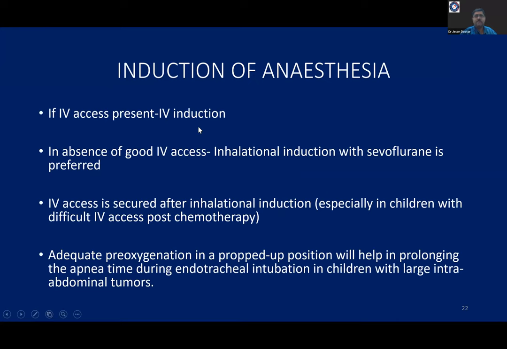And in the absence of a good IV access, we can consider doing an inhalational induction with sevoflurane. Maybe have Emla cream, or take the child deep under with sevoflurane and secure the IV access under inhalational anesthetic. This is more important because a lot of these children with repeated chemotherapy may have a difficult IV access. So that can be a concern if you are taking an IV access a week. Again, after giving inhalational anesthetic, there is some amount of venodilatation and it makes securing an IV access easier because the child is not moving. You have a venodilatation there and it becomes easier to identify the vein.